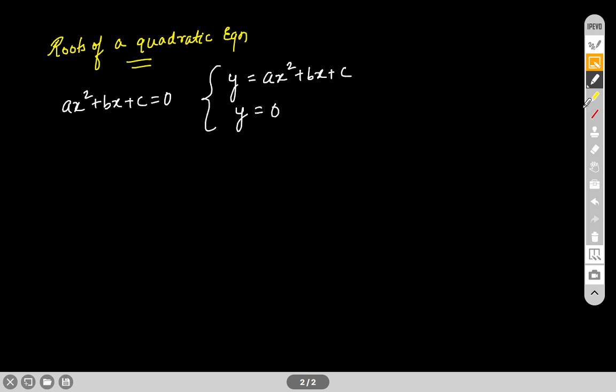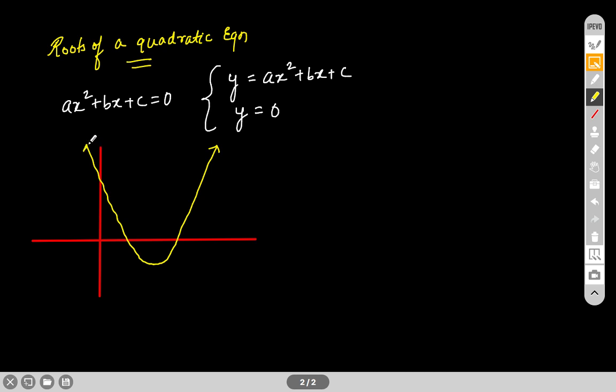Now, you know that the first equation is that of a parabola, and the second equation is that of a straight line. And what is that straight line, by the way? The x-axis. The x-axis has the equation y equal to 0. And let's say this parabola is y is equal to ax square plus bx plus c.